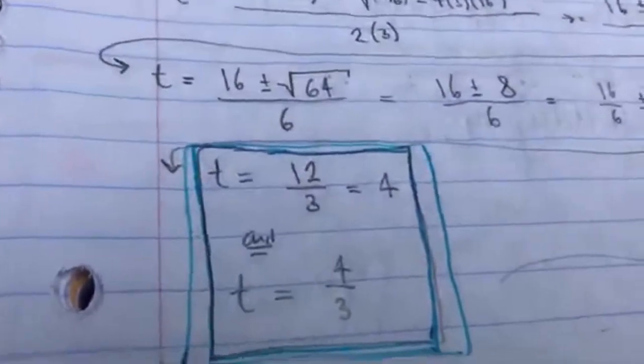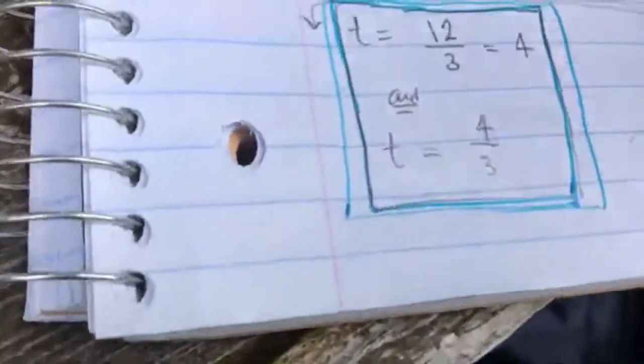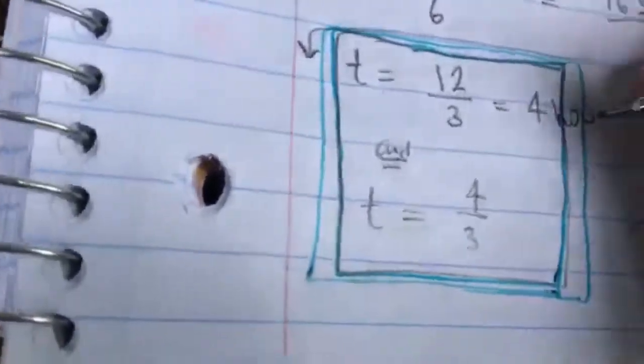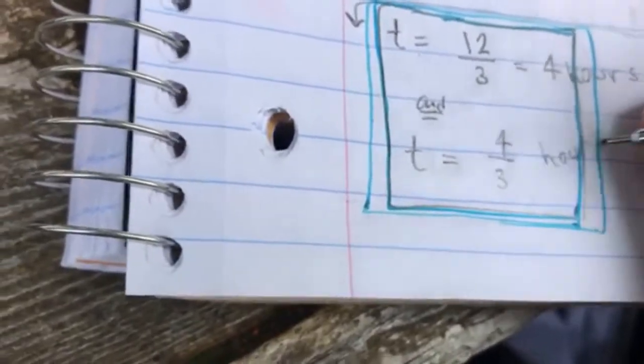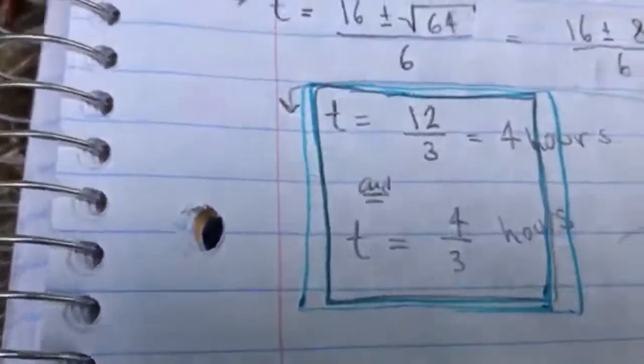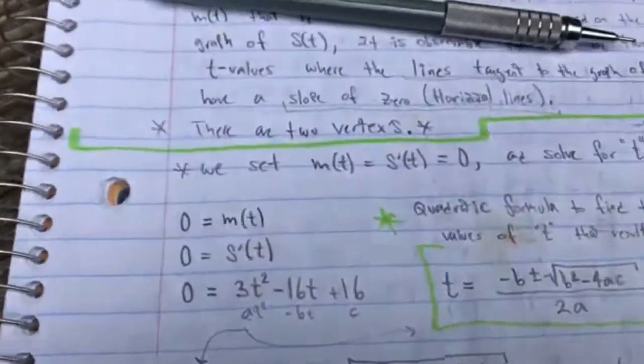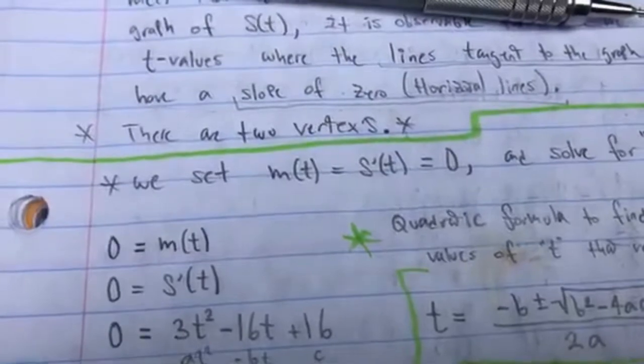So when the time is equal to 4 hours, and the time is equal to 4/3 hours, 1 1/3 hours, the slope will be 0, which is what we're looking for. Which is when we plug this back into s(t), we will get a result of 0, which is what we want.